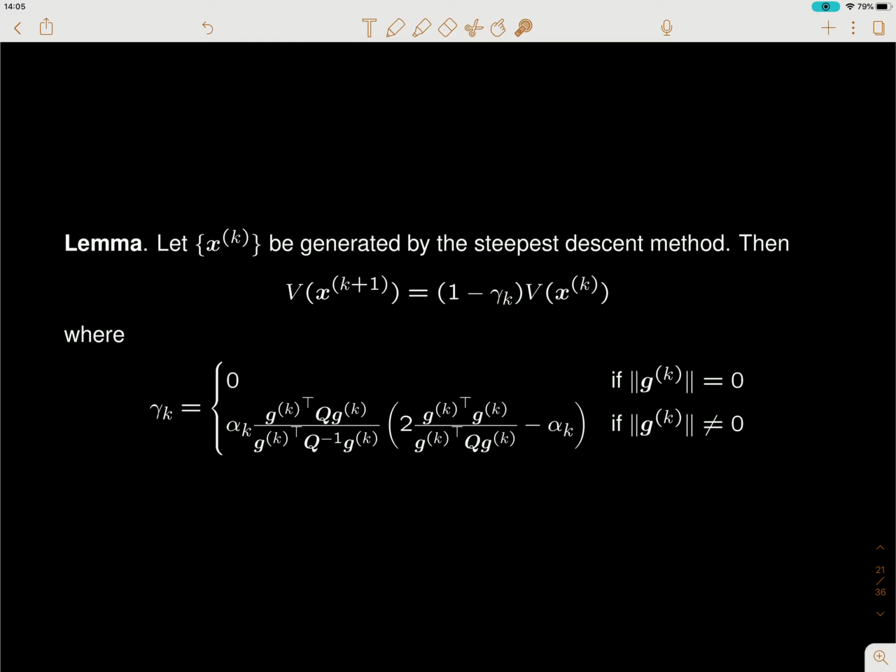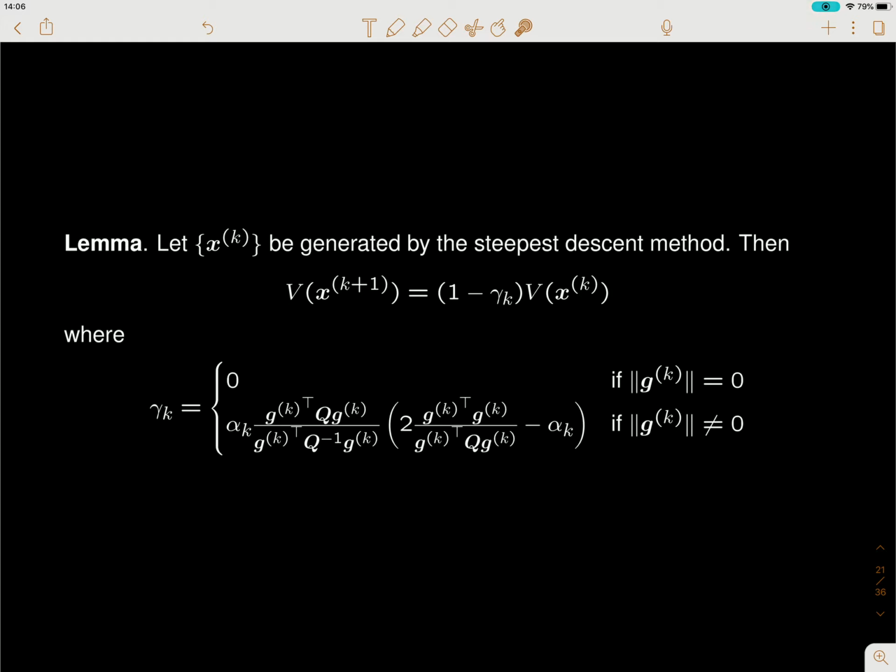And this 1 minus gamma k is how much this scales. Okay, and hopefully you can imagine that we will want this 1 minus alpha k gamma k to be between 0 and 1, because in that case the value here, which is a positive number, will be scaled down, and the result we get will be closer to 0 than this v of xk.